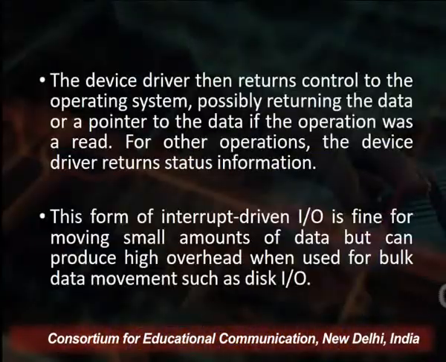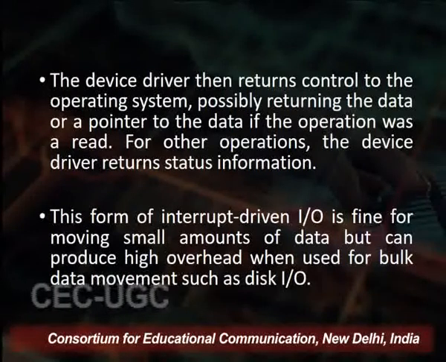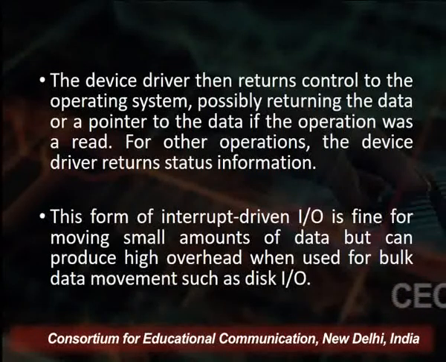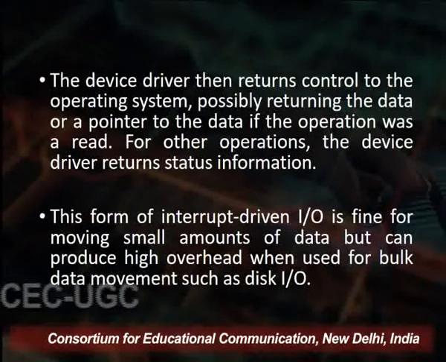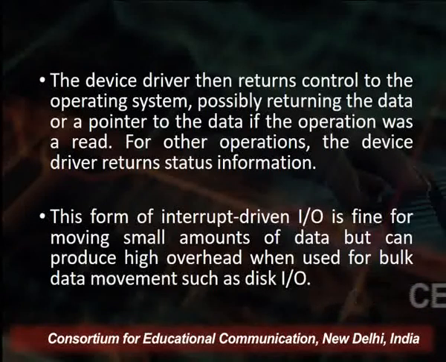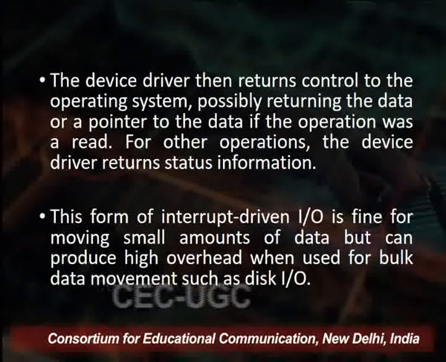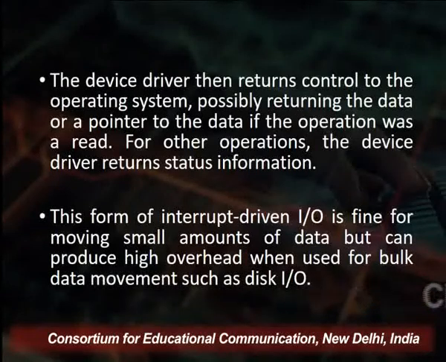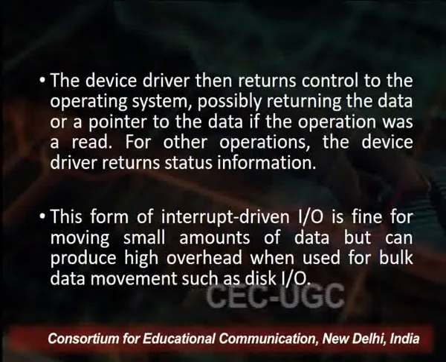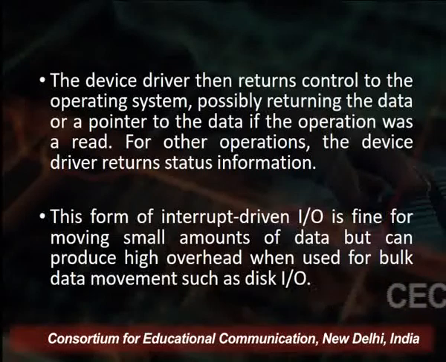The device driver, which is actually communicating with the operating system, then returns control to the operating system. Possibly it is returning the data or a pointer to the data if the operation was a read, and for other operations the device driver returns the status information. So along with the control, the status information as well as the data which is to be returned to the operating system will be returned by the device driver. But this whole process is taking place with the help of interrupts.